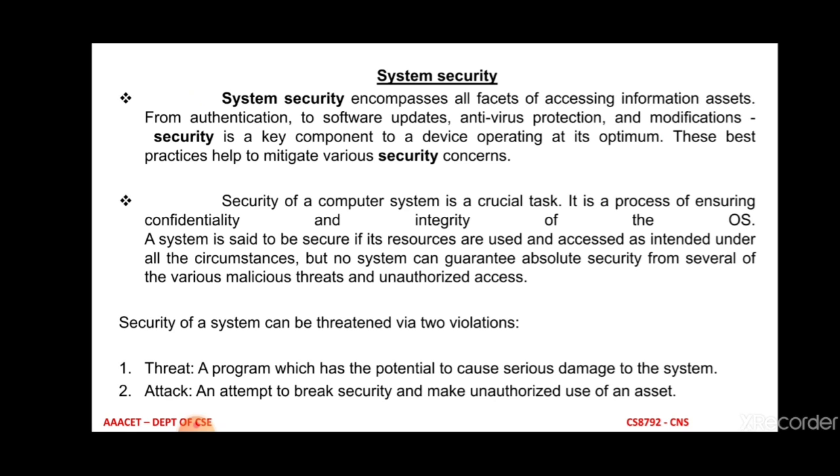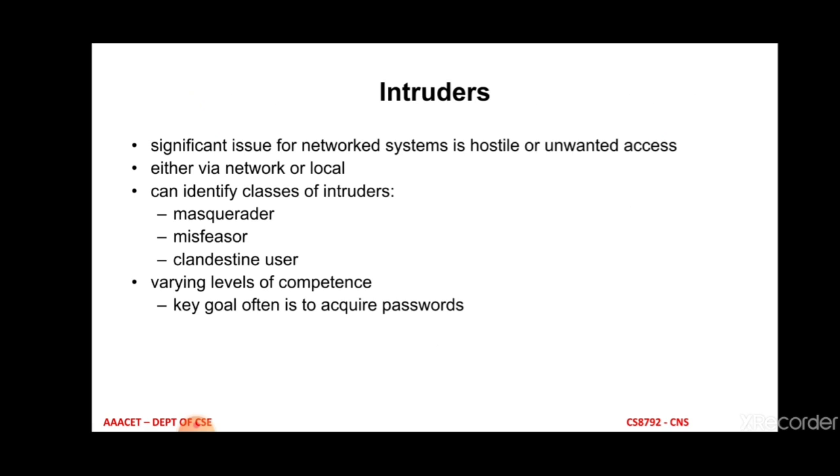We all know the two famous terms related to system security: threat and attack. In the first unit itself we saw them. So what is a threat? It is a program which has the potential to cause serious damage to the system. What is an attack? It is an attempt to break security and make unauthorized use of an asset or information. Asset is nothing but a property. So this is all about system security.